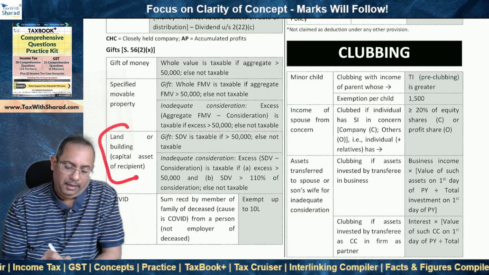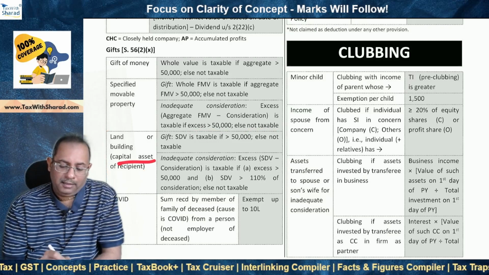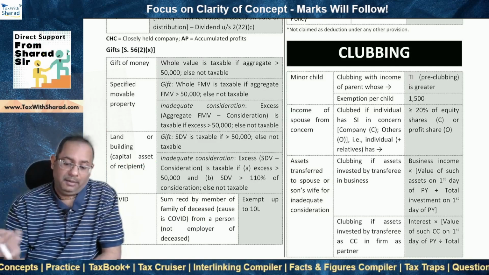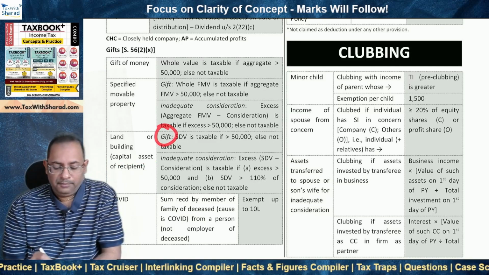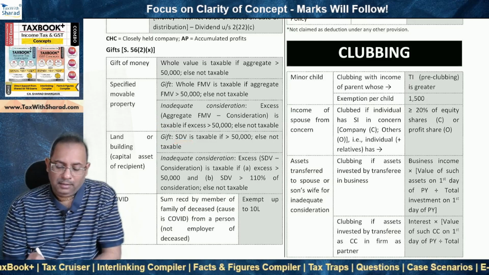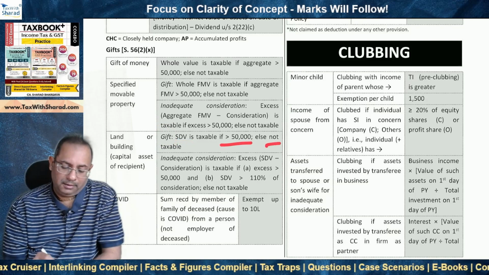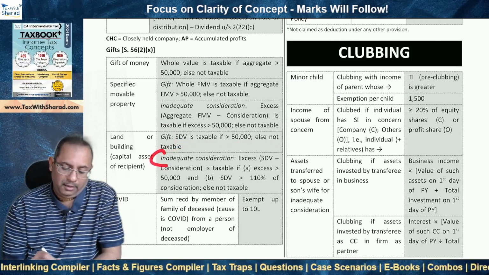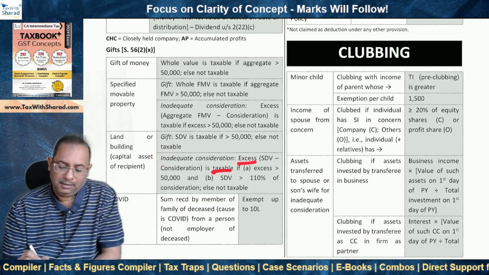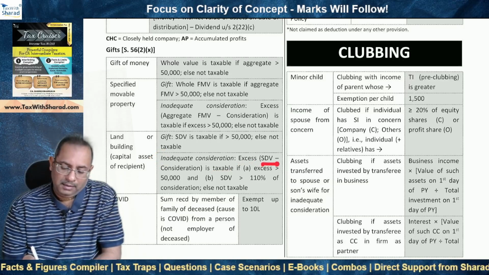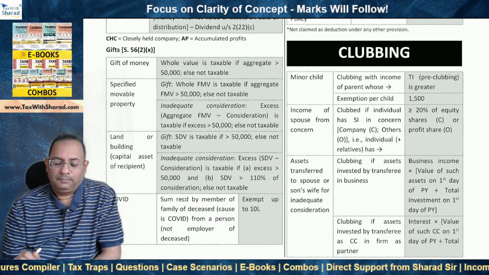In case of land or building, provided the land or building is the capital asset of the recipient, then in case of gift, stamp duty value (SDV) is taxable if it is more than 50,000, else it is not taxable. In case of inadequate consideration, the excess is taxable. And what is excess? SDV minus consideration.